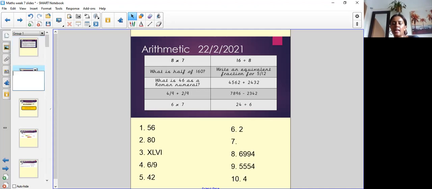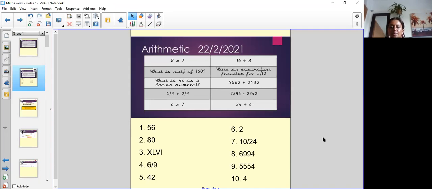Okay, let's have a look at the answers. So, number 1, 56. Number 2, 80. Number 3, XLVI. Number 4, 6 over 9. Number 5, 42. Number 6 is 2. Number 7, 10 over 24. Number 8, 6,994. Number 9, 5,554. And number 10 equals 4.